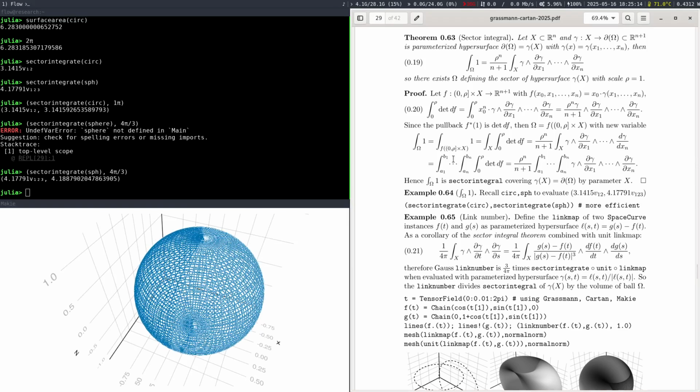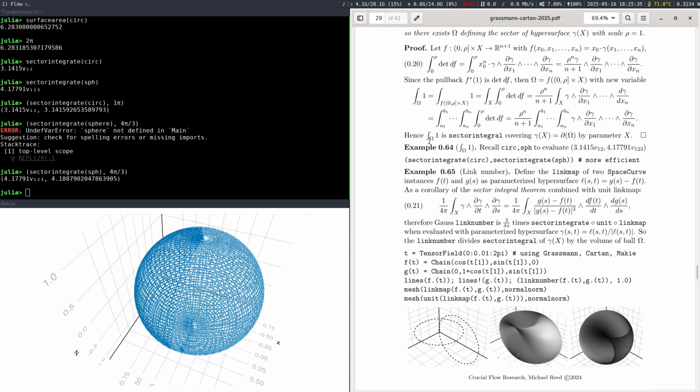But the sector integral theorem is more general. This doesn't necessarily need to be a closed surface, I guess, but it'll still produce a domain, a sector. So there's a lot more to it with the sector theorem and stuff, but let's just keep it moving.